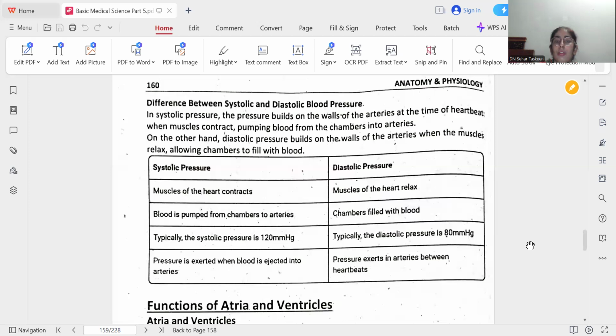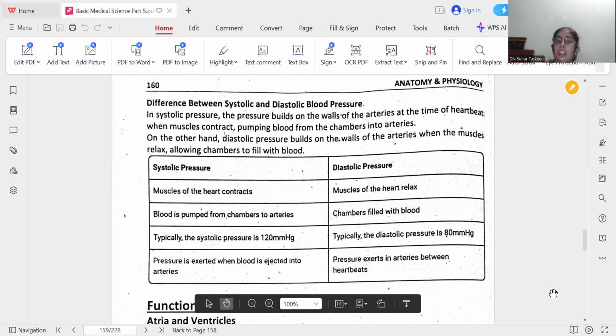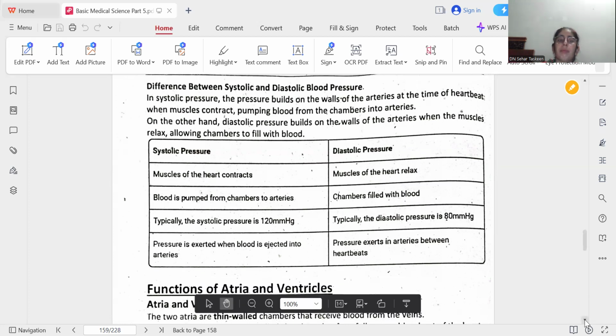Typically, the systolic pressure is 100 mmHg. Typically, the diastolic pressure is 80 mmHg. Normal बताया जा रहा है. Pressure is exerted when blood is injected into arteries. Pressure exerted in arteries between heartbeats.